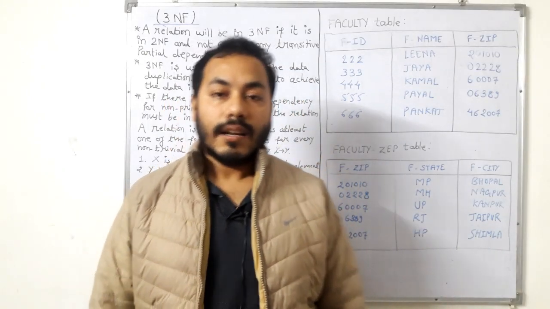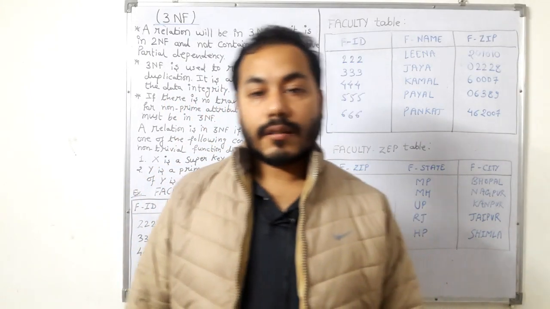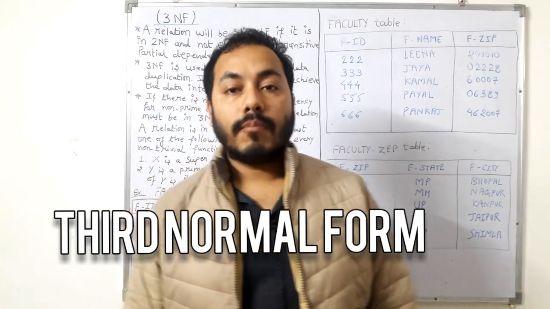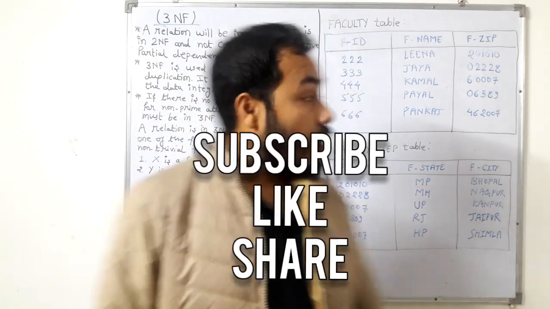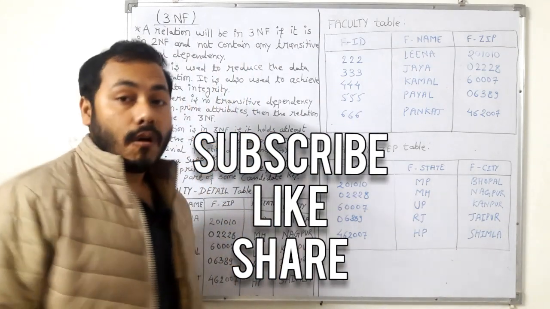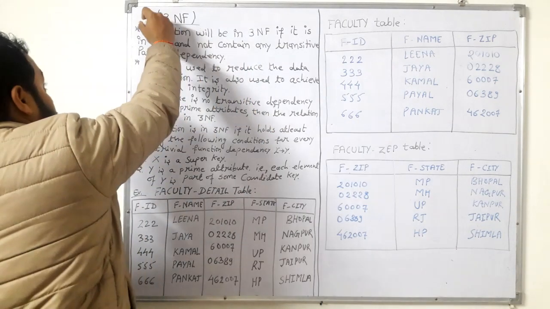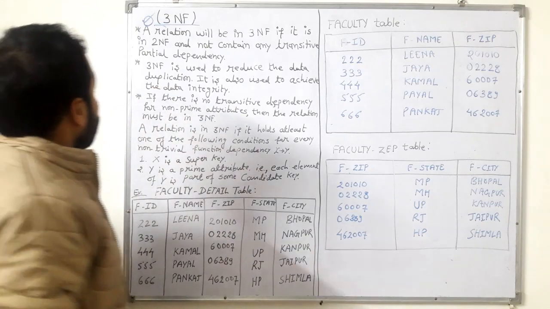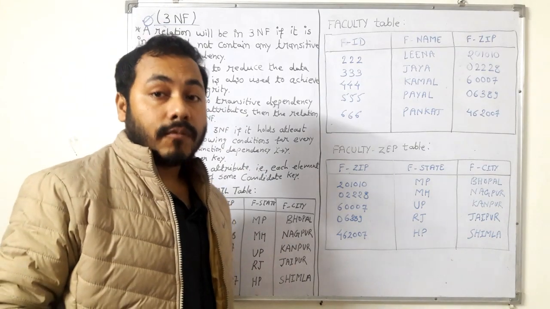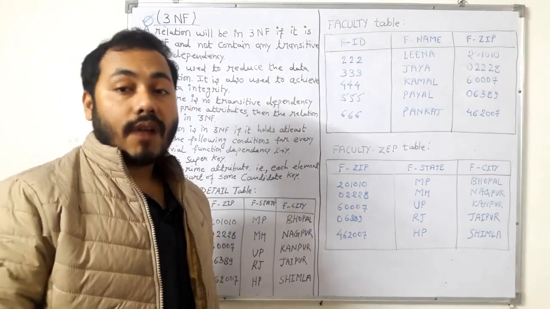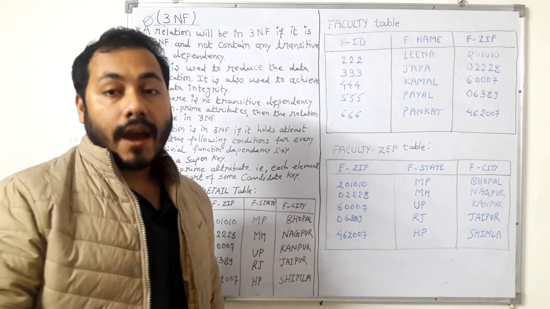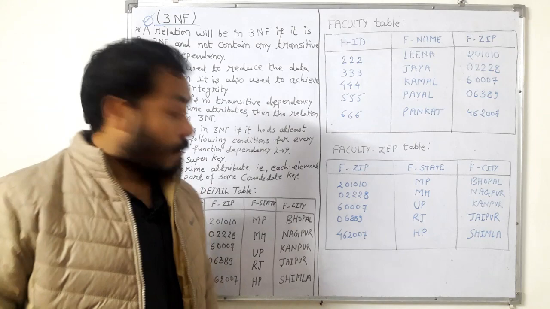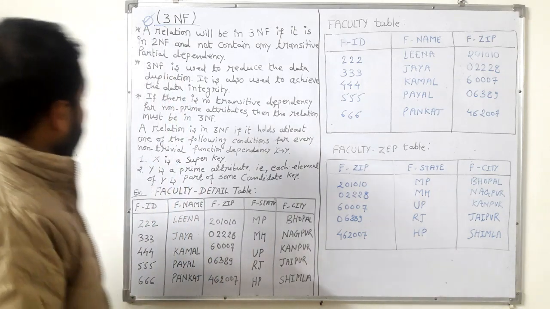So this is the lecture on DBMS normalization, and we have already covered first normal form and second normal form. Today our topic is third normal form. Okay, 3NF. To have an idea about third normal form, please go through the first normal form and second normal form videos. The link for those videos you will find in the description box below. Okay, so let's start.